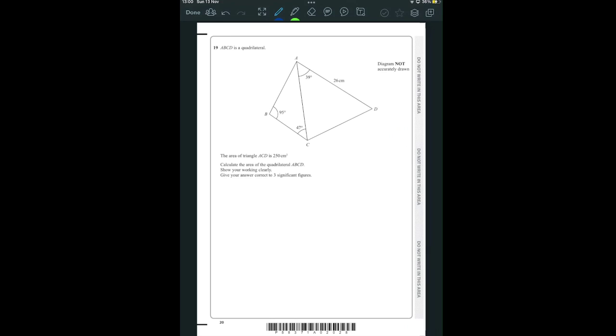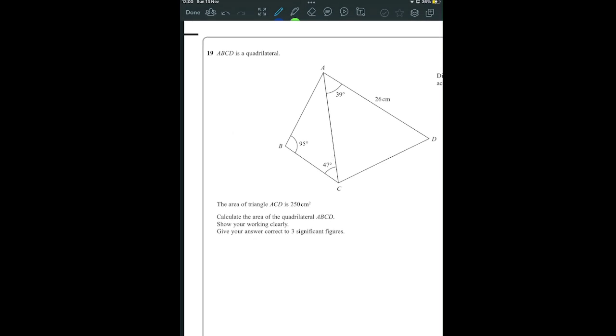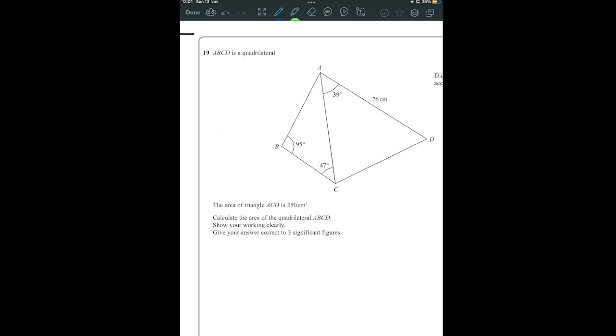Question 19. This immediately screams sine and cosine rule to me. We have the area of the triangle ACD, so that's the right hand triangle, and we want to calculate the area of the entire quadrilateral. Well, it feels like they've already done half the work for us with that, but if we look at the triangle ABC, we have no side lengths in ABC, whereas we know we need 2 side lengths to use half ab sine C. So my aim is to try and find 2 side lengths in ABC. With none, I have to look at the other triangle first.